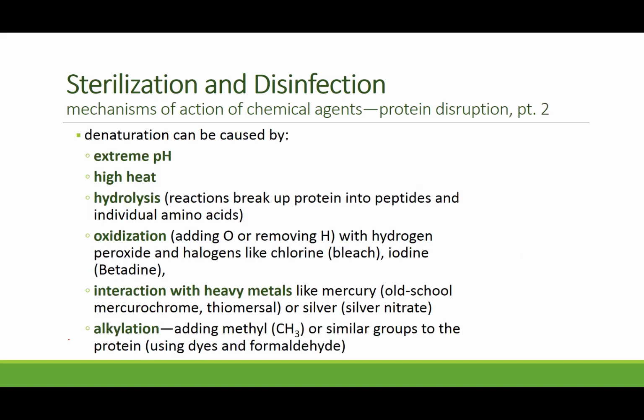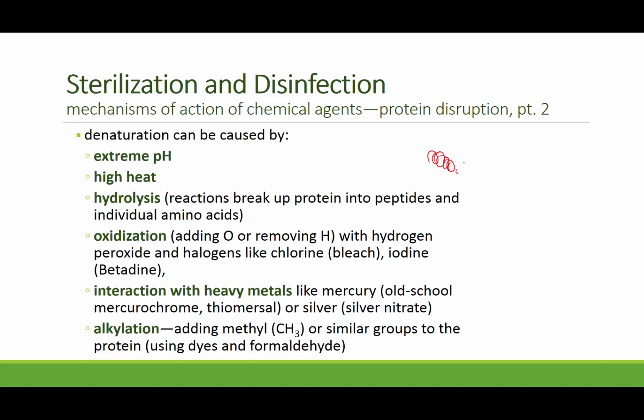So, what are the ways that this kind of denaturation of proteins can occur? We can do it with high heat, with extreme pHs, so either at the acidic end of the pH scale or the basic end of this pH scale. We can do it through reactions that cause hydrolysis. That's where we break the protein into smaller chains. So this actually goes and breaks.